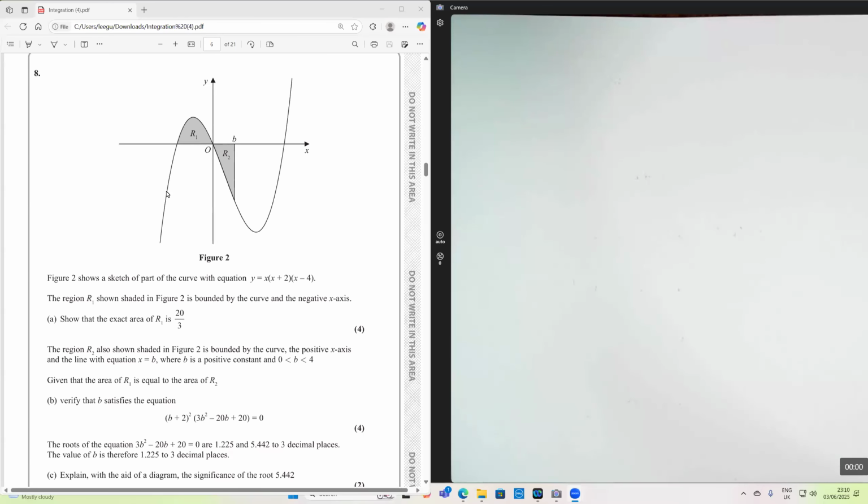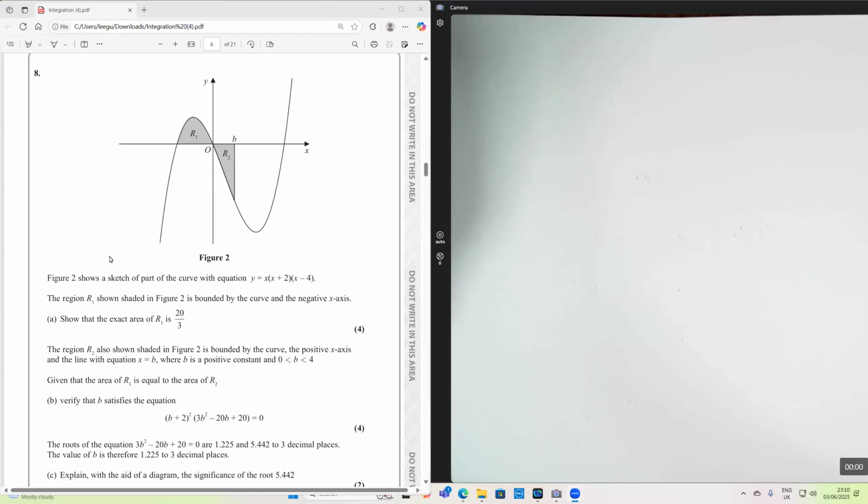Hello everyone, I wanted to look at this particular integration question, because it's got some quite confusing ideas, especially towards the end of the question. And I know that students have often found the later parts of this question quite difficult. So let's have a look.